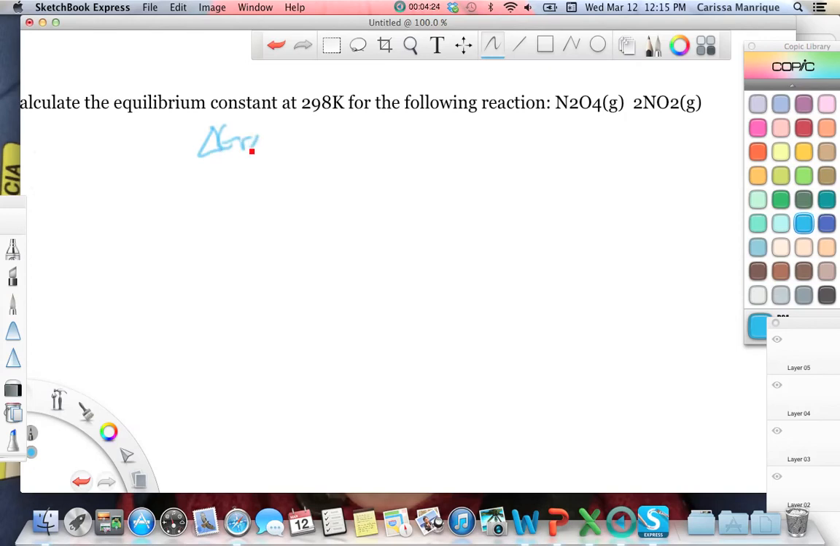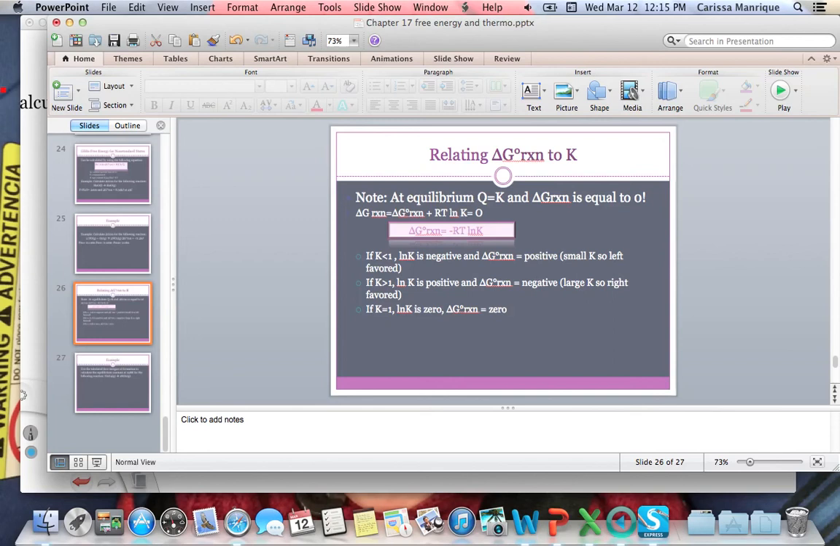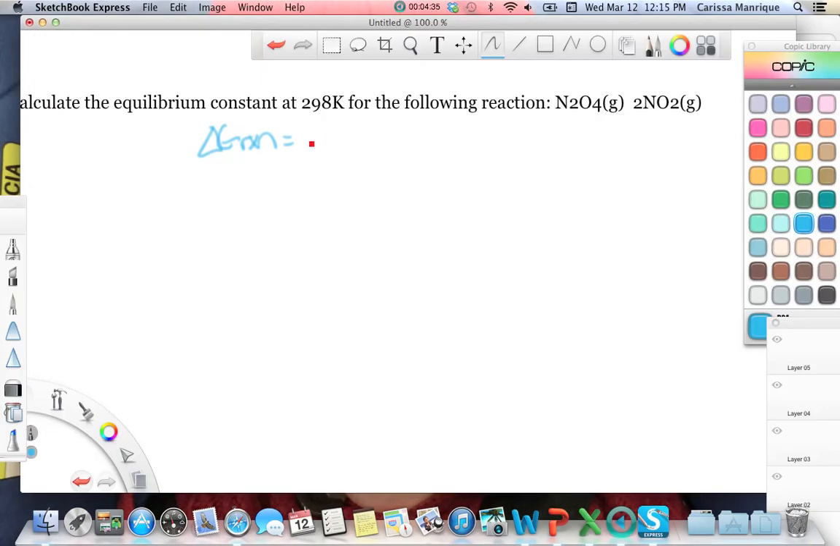Delta G of the reaction equals, now all of a sudden I cannot remember the formula. Yeah, minus RT natural log of K. R is going to be 8.314 joules per mole Kelvin. Temperature, in this case, is 298. And delta G standard, I don't actually have yet, but I know I can find it.